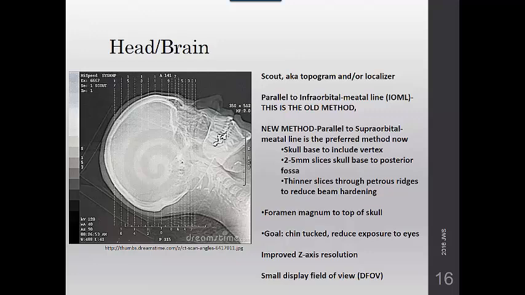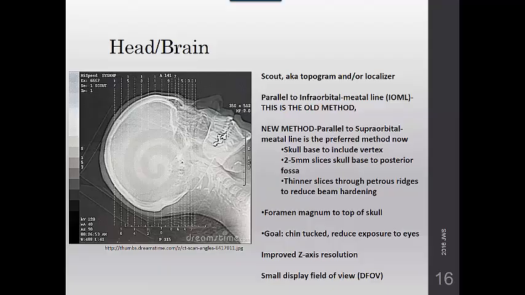So if their head is rotated to one side, at least your slice thickness or your slice is going to be accurate. So it's very important that their head is not tilted off its axis to one side or the other. And those alignment lights can help you make sure that that's not happening.